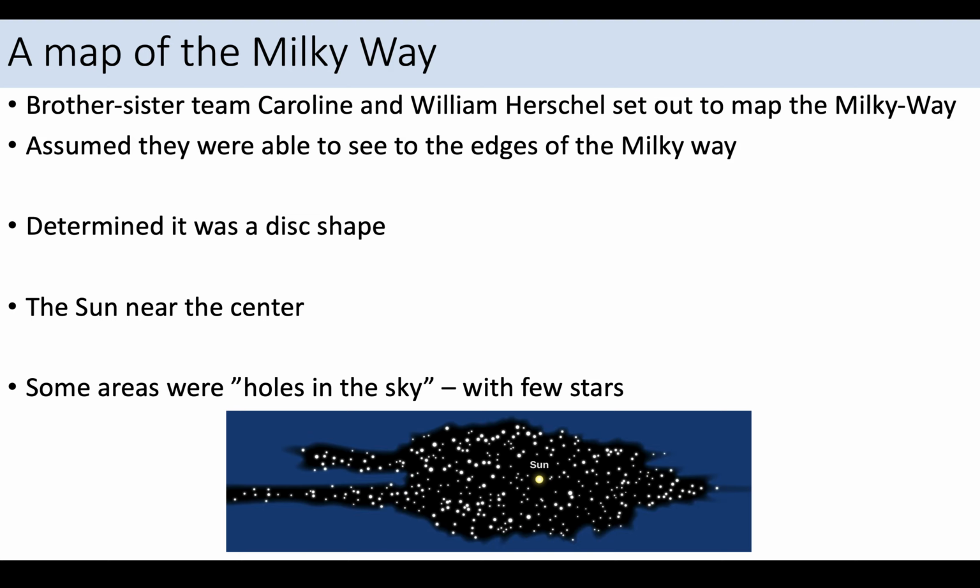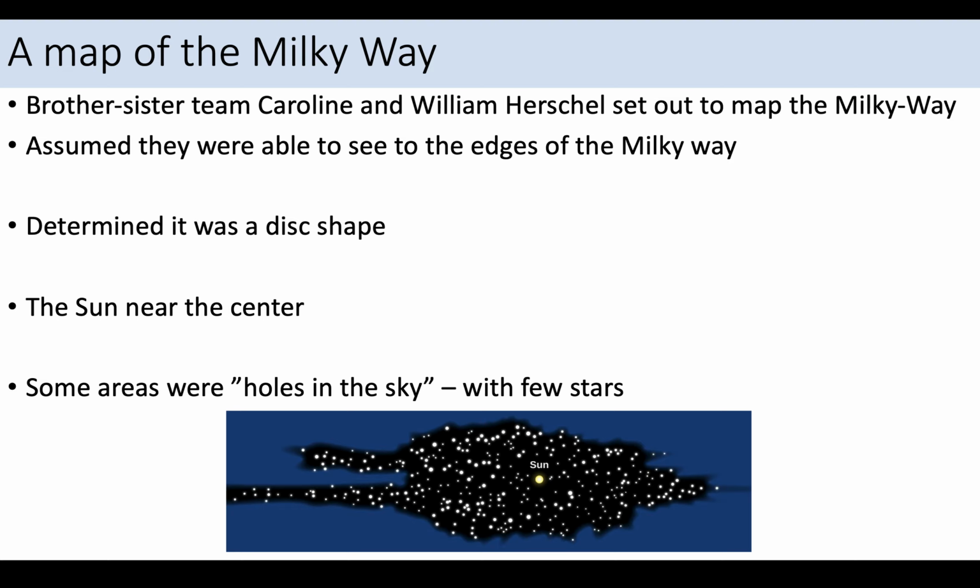A brother and sister team, Caroline and William Herschel, were actually the first to try and map the Milky Way. They wanted to map out the stars in the galaxy in 3 dimensions. This was the first attempt to actually map out our galaxy in 3D. One assumption that they made was that they were able to see the edges of the Milky Way. So they thought that it might be plausible to map out all of the stars because they thought they were able to see all of the stars.